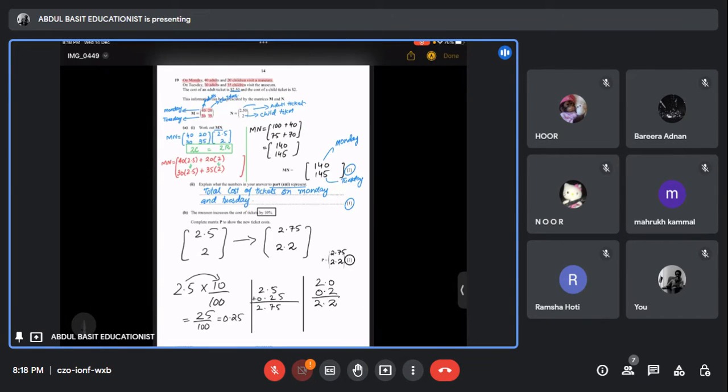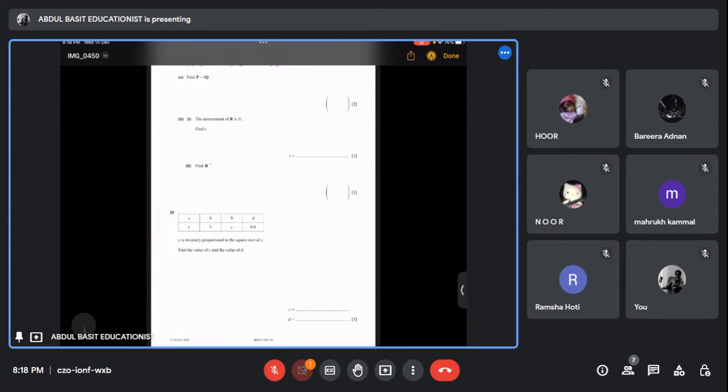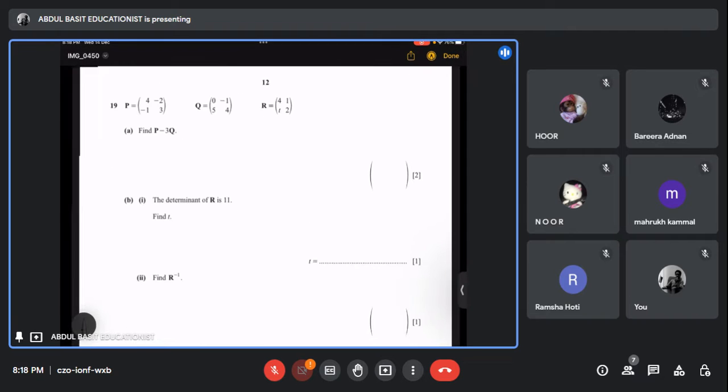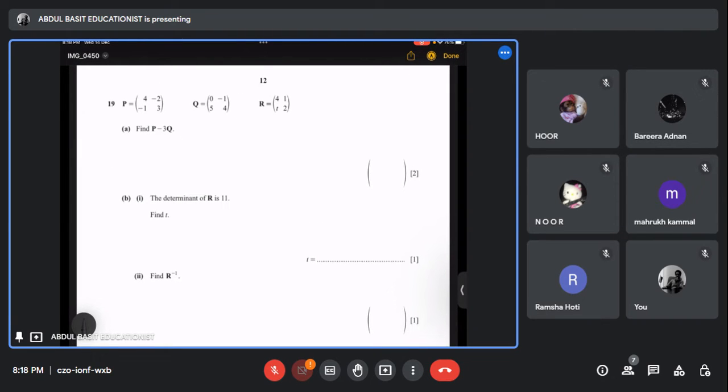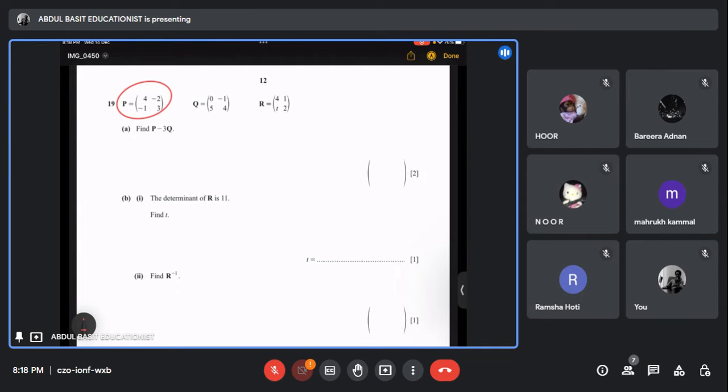These are the past paper questions from the O levels exam. Okay. Let's study this question now. I have pasted some different cases here. So Noor and Hoor, we know this, P minus 3Q. So it means that P is this matrix. We can see that. Okay, so we'll write 4, 1, minus 2, minus 1, and that's 3, minus 3, and the Q matrix is 0, 5, minus 1, and 4.